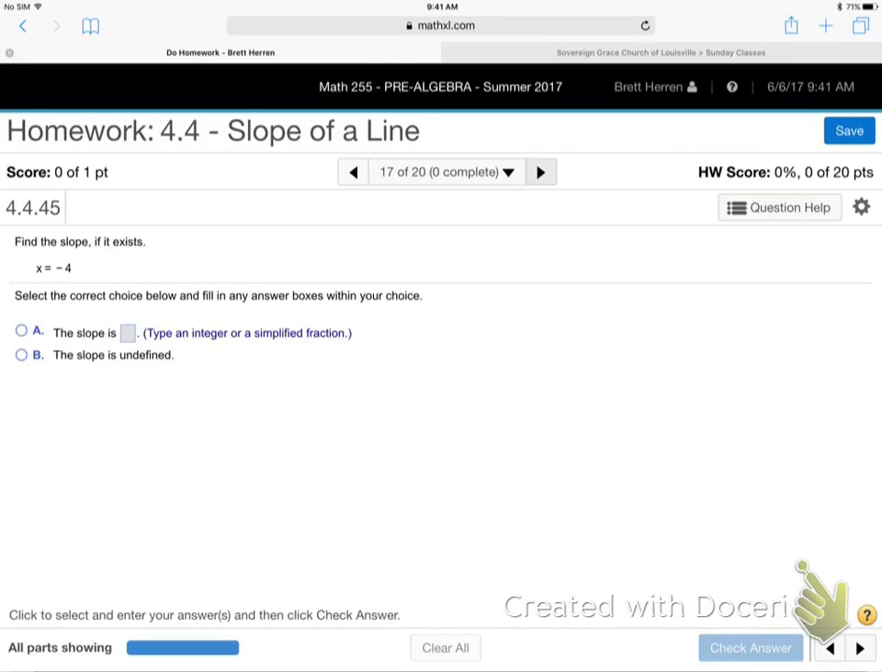X equals -4. So they're asking, find the slope if it exists. This is weird. Normally they give us points or a picture to find slope, right? That's what they've been doing so far. They'll give us like 2, 3 and -5, 7 or whatever and say find the slope. And we'll do the y2 minus y1 over x2 minus x1 thing. Normally, that's what we've been doing for slope, right?